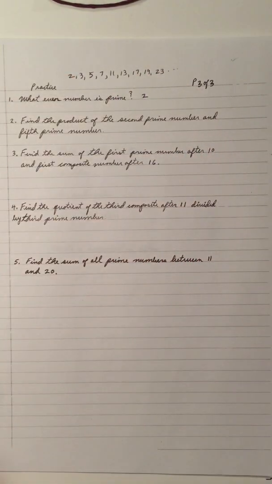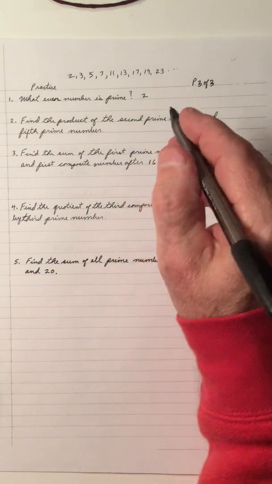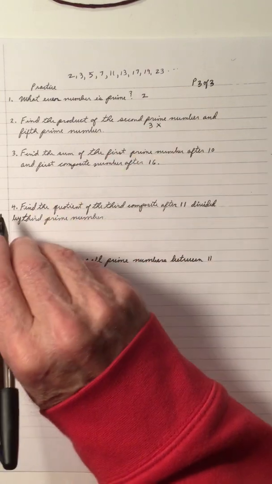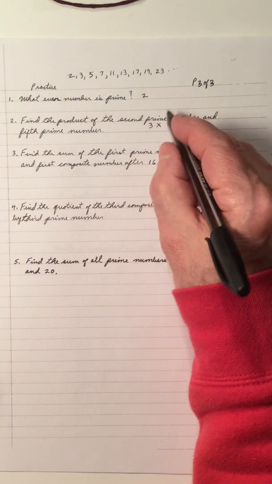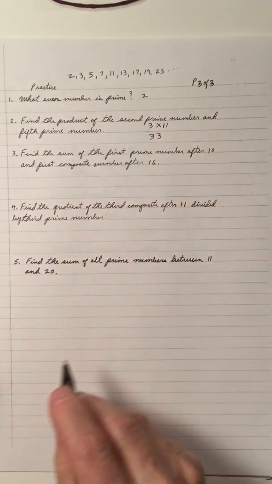Again, practice, fill out the answers, and start your video and come back and see if you're right. Find the product of the second prime and the fifth prime. The second prime is 3. Product means multiply. And the fifth prime, 1, 2, 3, 4, 5, which is 11. So the product is 3 times 11, which is 33.